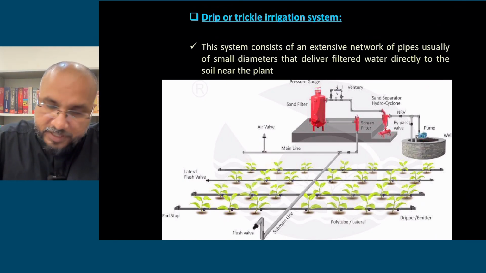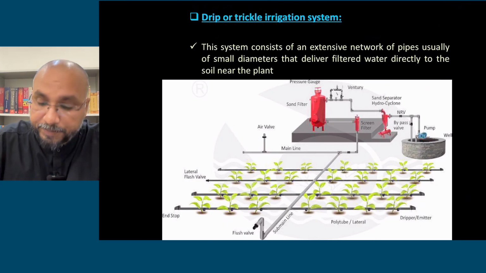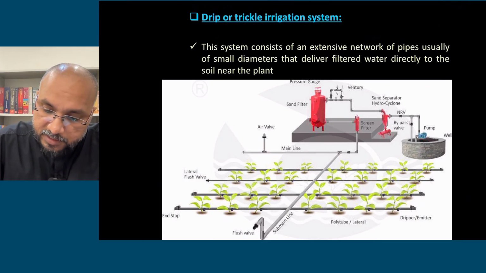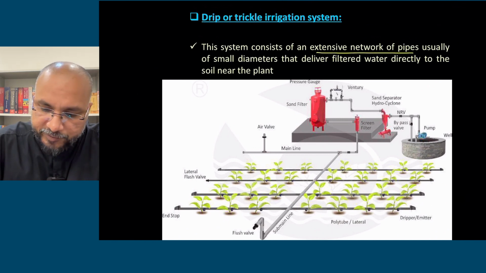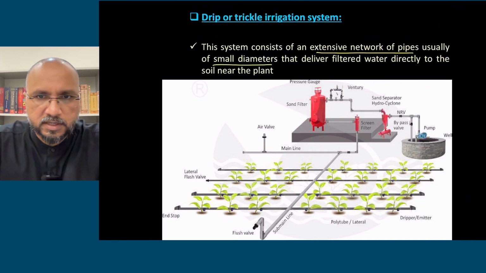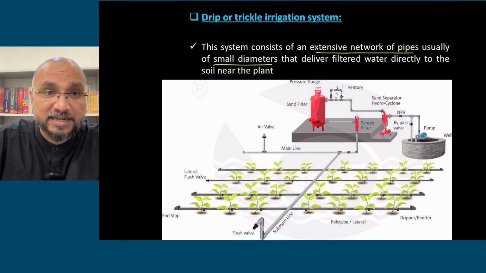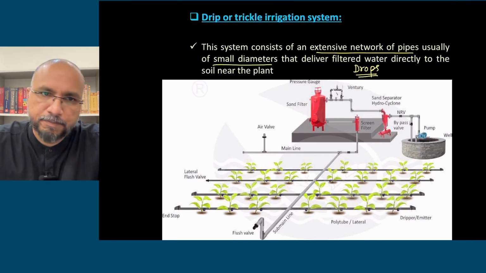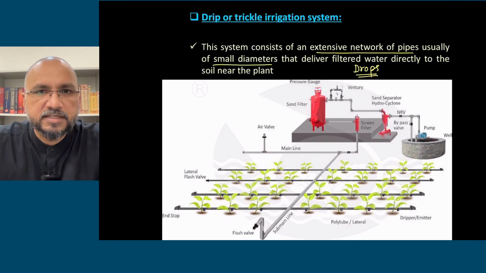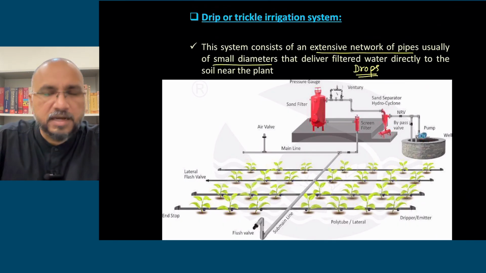Now, what is a drip irrigation system? This system consists of an extensive network of pipes, usually of small diameter. So the pipes are of smaller diameter and deliver the filtered water in the form of drops directly near the plant. So water is delivered in the form of drops near the plant. So here the entire field does not get wet.